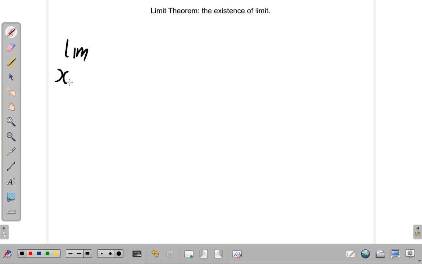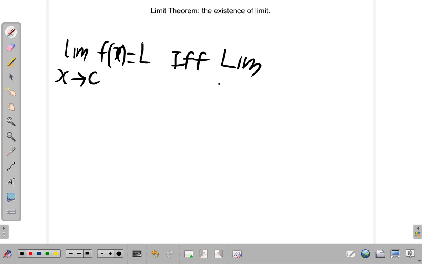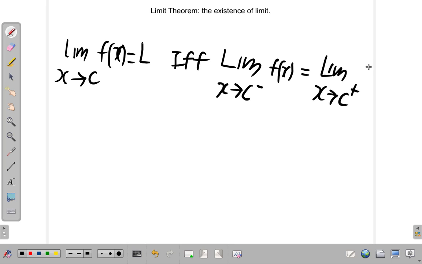What that means, if you are looking at the limit as x approaches c of f of x, and let's say the limit of f of x is a number L. Now this will happen if and only if, sometimes IFF is used, the limit as x approaches c from the negative side, the left hand side, of f of x is equal to the limit as x approaches c from the positive or right hand side of f of x, and both of them are equal to L.